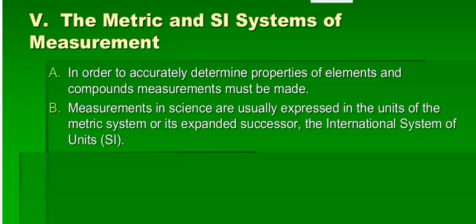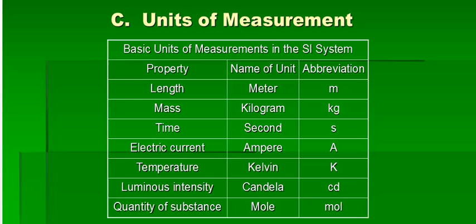We're going to make quite a few measurements in chemistry, and measurements are usually expressed in either the metric system or the International System of Units, which is called the SI system. There are 7 basic units of measurements in the SI system. 5 are of particular importance to us.